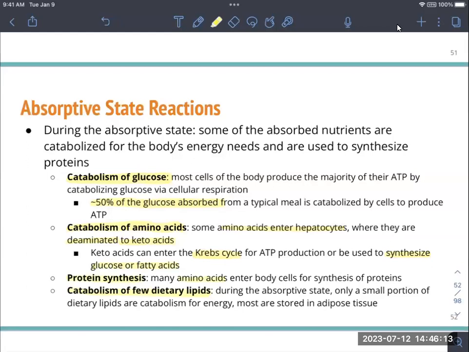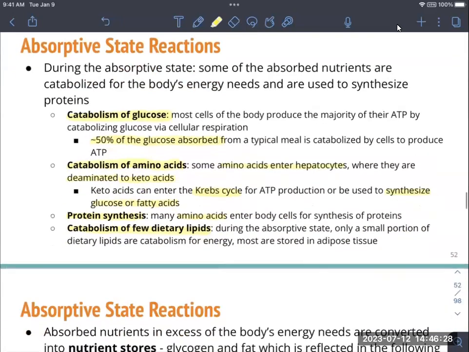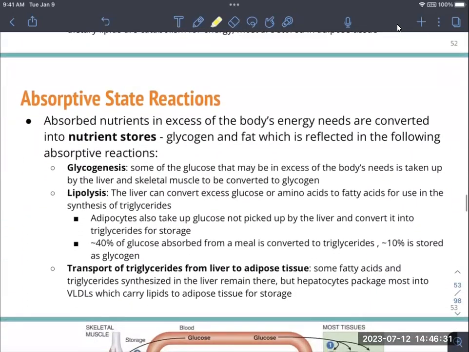So during this absorptive state, only a very small portion of these lipids are actually broken down for energy. Most of them are stored in our adipose tissues. These absorbed nutrients in excess are converted to nutrient stores, that is glycogen and fat. So the glycogenesis, the building of glycogen: glucose can be stored as glycogen in the skeletal muscles and the liver.